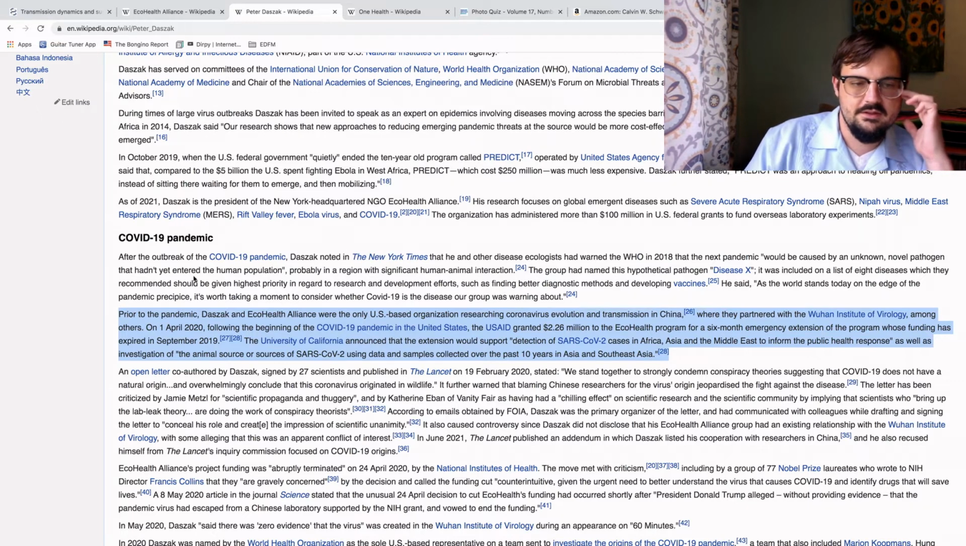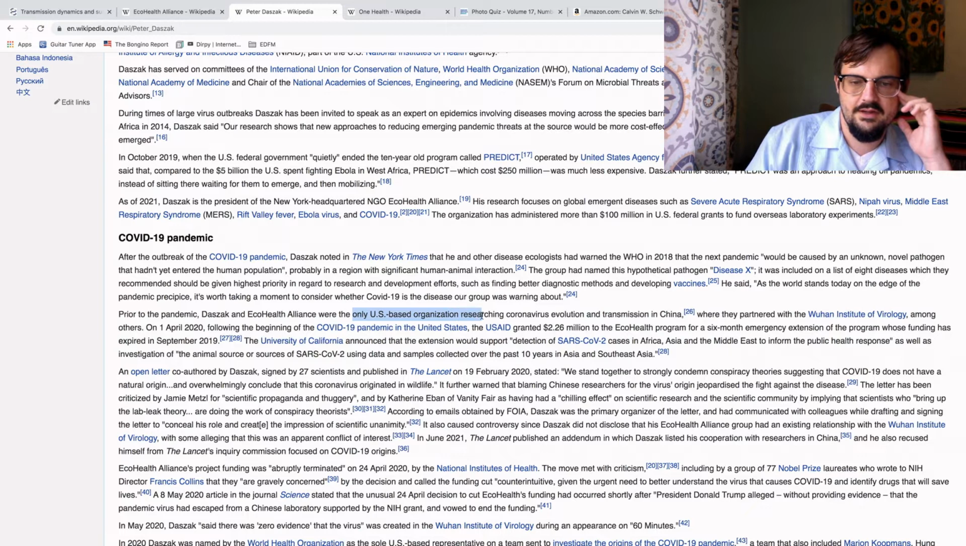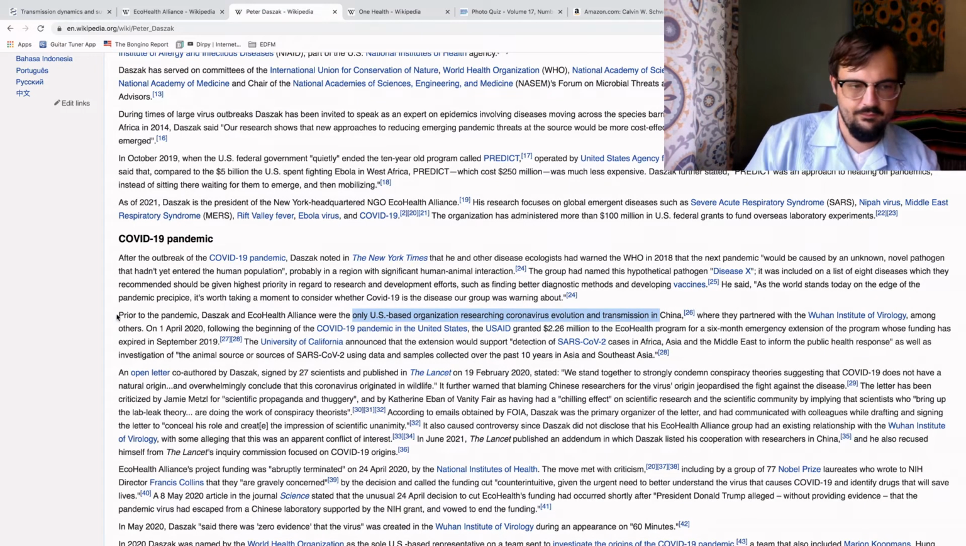So not only is this guy huge in the event, and not only is his group, the EcoHealth Alliance, huge in this event, they are the only group in this event. They're the only US-based organization researching the coronavirus evolution in China for the period prior to the event.